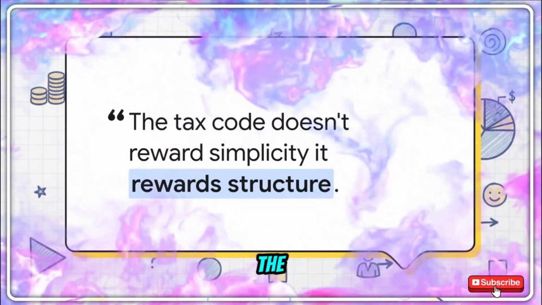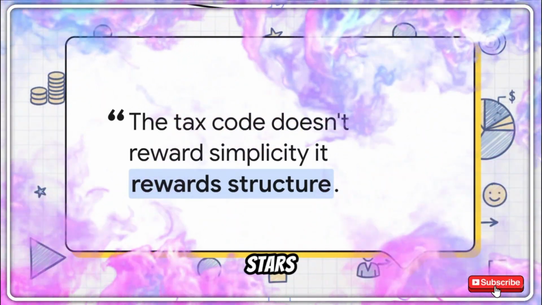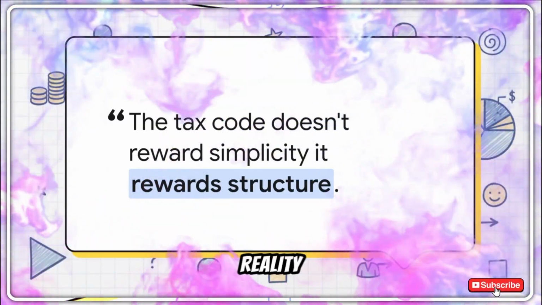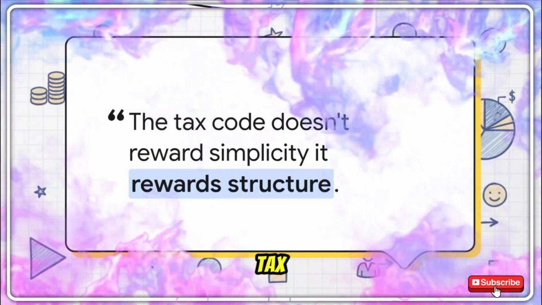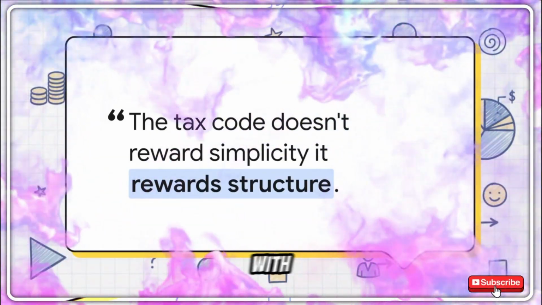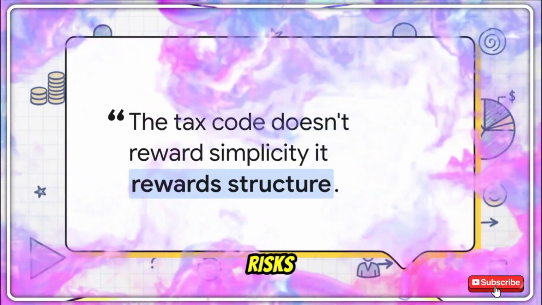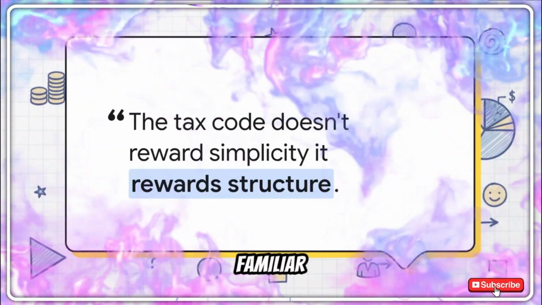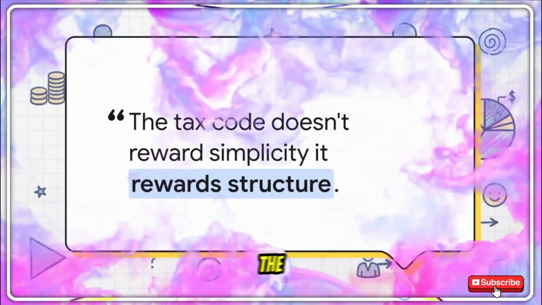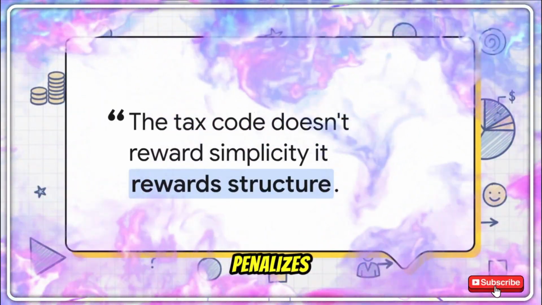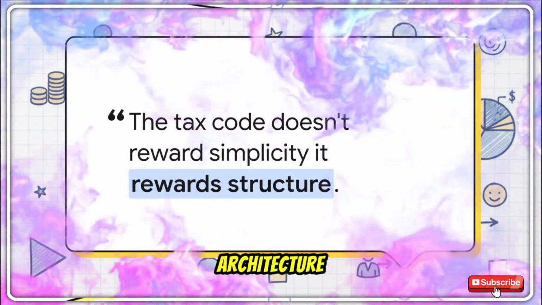It turns out the IRS doesn't hand out gold stars for saving them paperwork. In reality, default administrative simplicity directly correlates with maximum tax liability. It also comes with statistically higher audit risks. Fast, free, and familiar literally equates to the highest possible default tax exposure. The system heavily penalizes a lack of structural architecture.